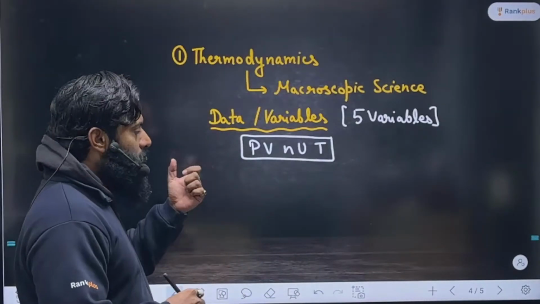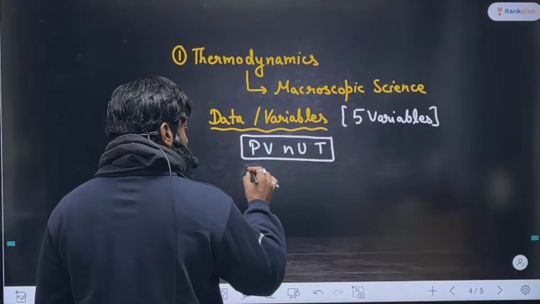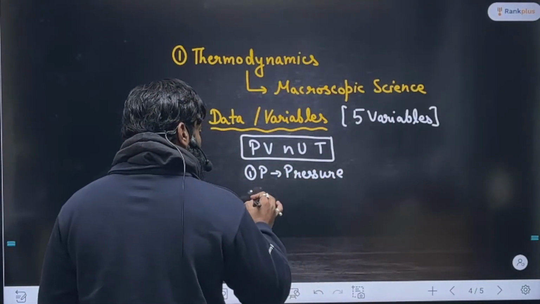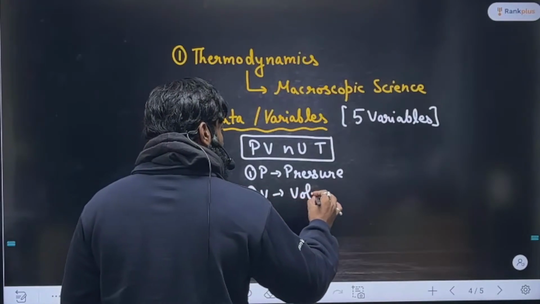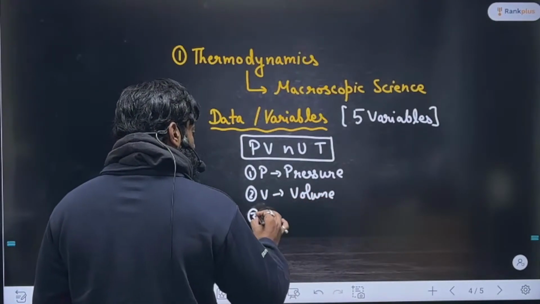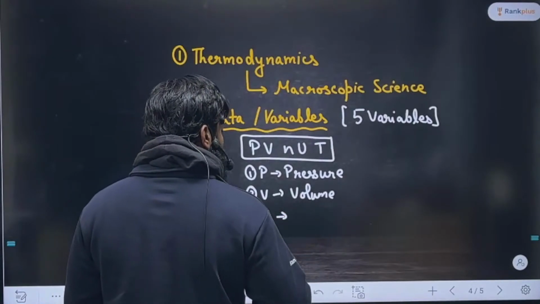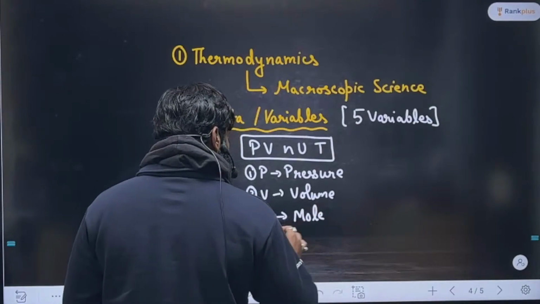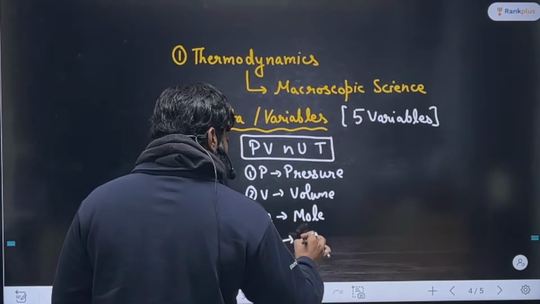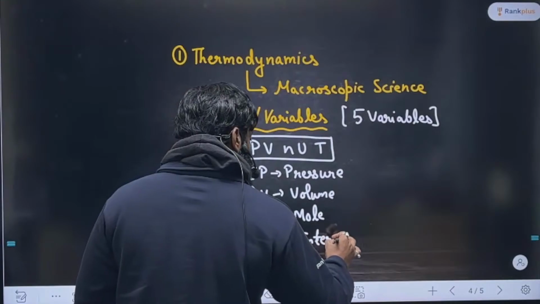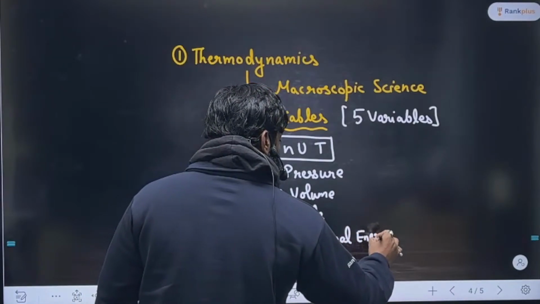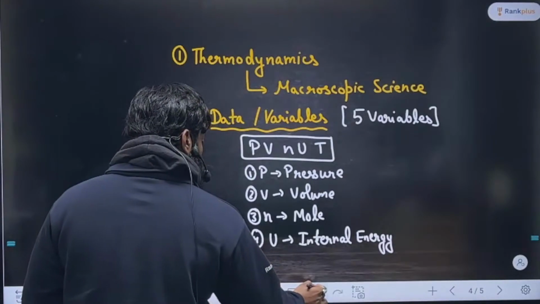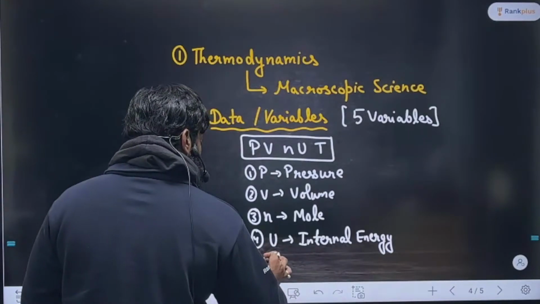PV nut. What is this PV nut? P stands for pressure. V is volume. N is mole. Fourth, Q is internal energy, and T is the time.